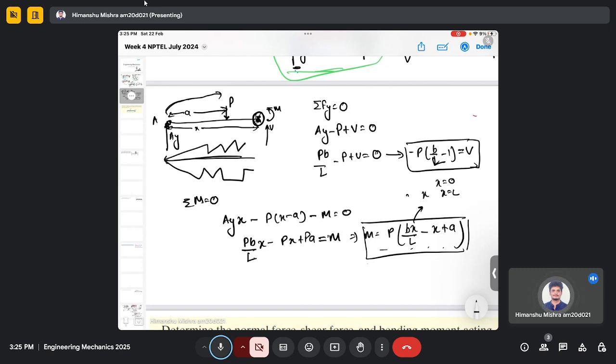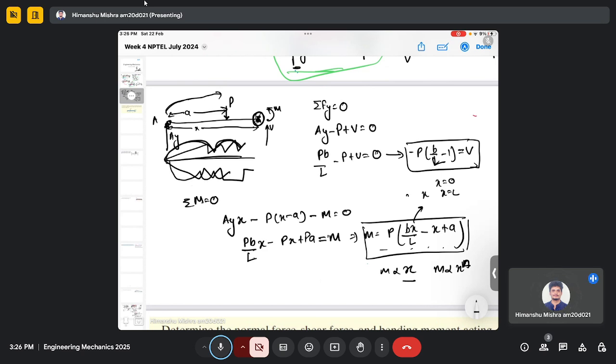It should not be like this curvy kind of a plot, because M is actually proportional to x. If it is proportional to x square or x to the power n, then you will have a curved variation of bending moment across the L.